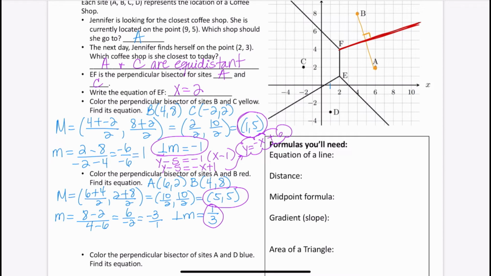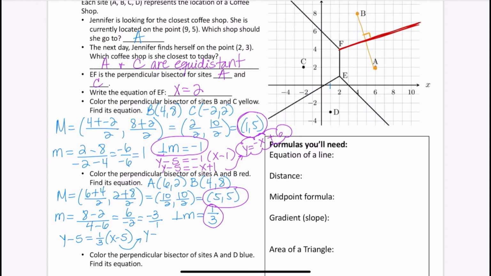I'm going to go ahead and use point slope form. y minus 5 is equal to 1/3 times (x minus 5). Once again, if this were the IB exam and they do not specify which way they want the answer, you could leave it like this for full marks. Otherwise, you're going to have to rewrite it possibly in slope-intercept form.